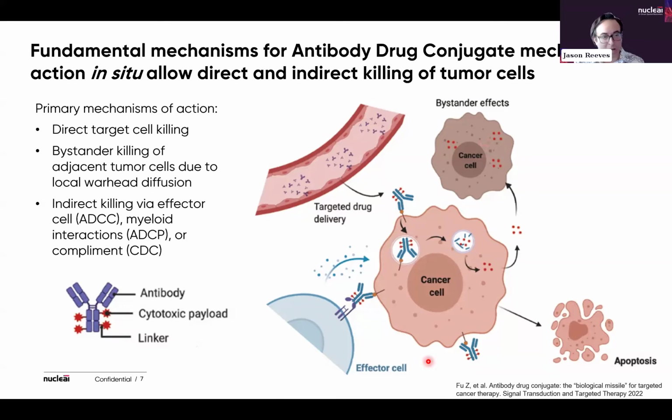And then the third major mechanism of action potentially at play is through effector cells or other immune cell components, whether it's ADCC, myeloid-driven phagocytosis, or complement-driven cell death. And all of these components rely on the interaction of the tumor cell with the surrounding tumor microenvironment. So these are some of the key mechanisms at play. But this simplifies ADCs into acting on a single mode of action and a single framework.